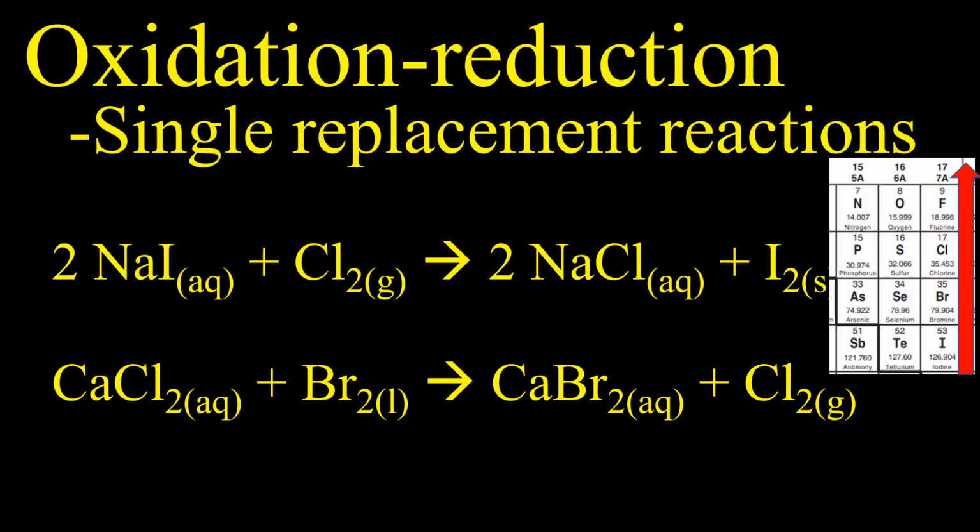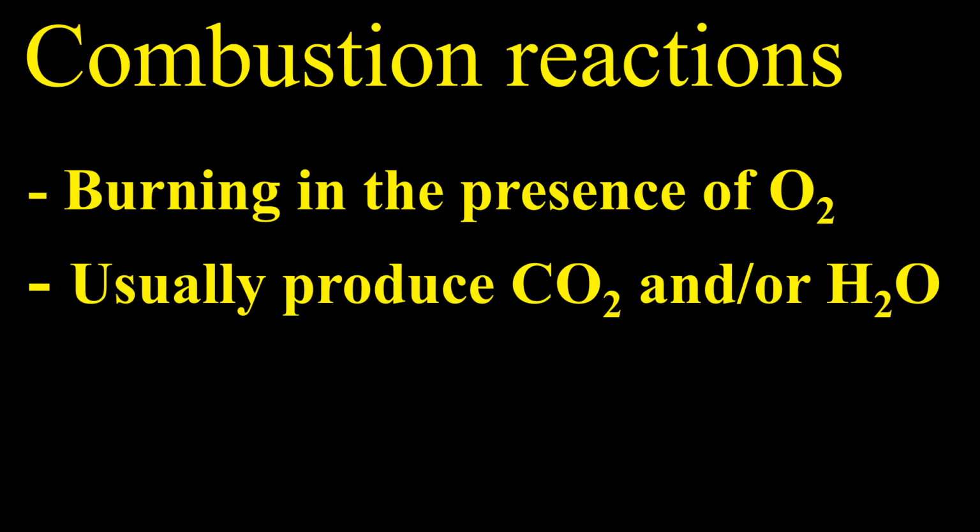So that's how you run single replacement reactions. And by the way, all of them are oxidation reduction reactions. You can see here the iodide started out -1, ended up 0. The chloride started out 0, ended up -1. So there was an oxidation and a reduction. But this bottom reaction doesn't even happen.